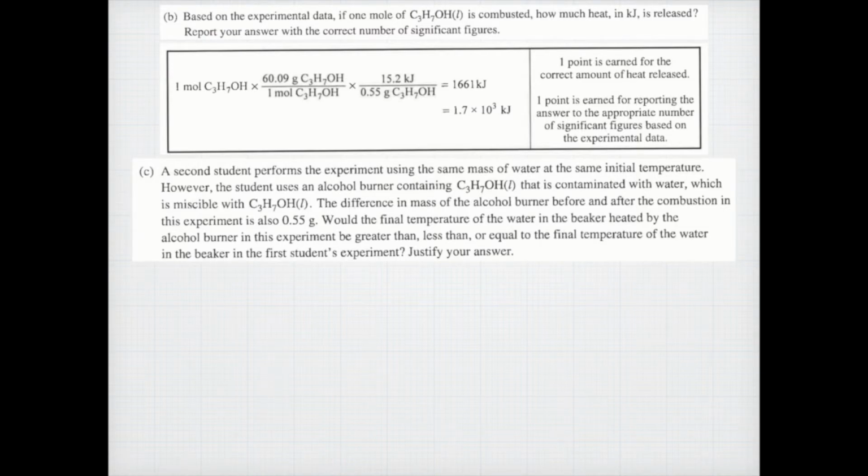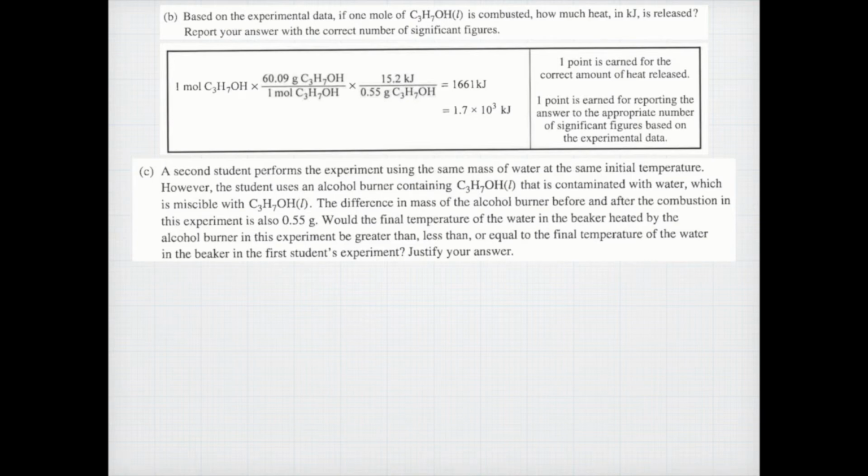In part C, it says a second student performs the experiment using the same mass of water at the same initial temperature. However, the student uses an alcohol burner that contains C3H7OH liquid that is contaminated with water, which is miscible, meaning it can be dissolved with that alcohol. The difference in mass of the alcohol burner before and after the combustion in this experiment is also 0.55 grams. So that's what the change in heat is. Would the final temperature of the water heated by the alcohol burner be greater than, less than, or equal to the final temperature of the water in the beaker for the first experiment?